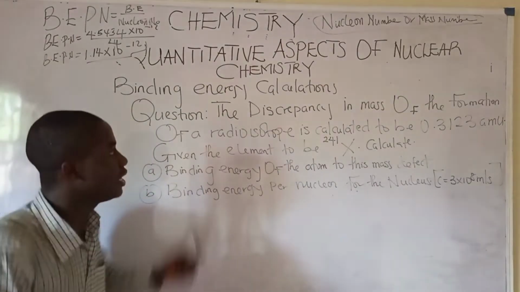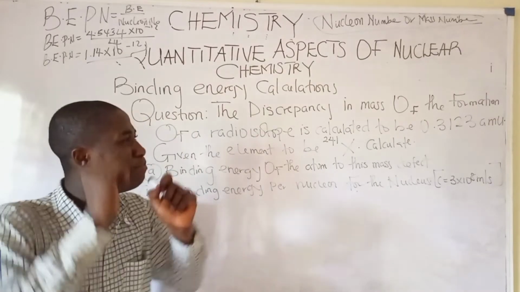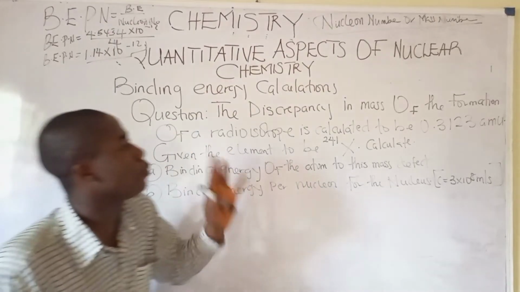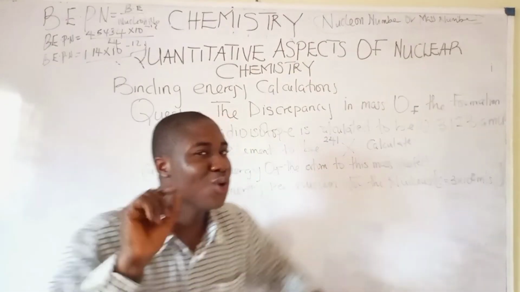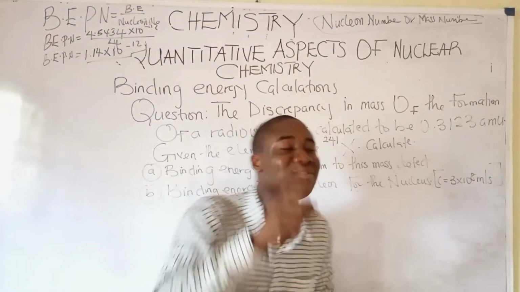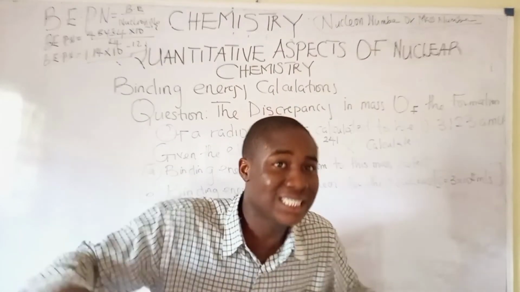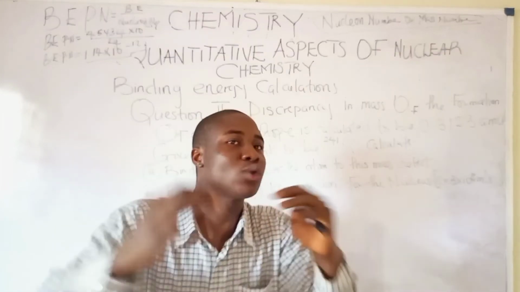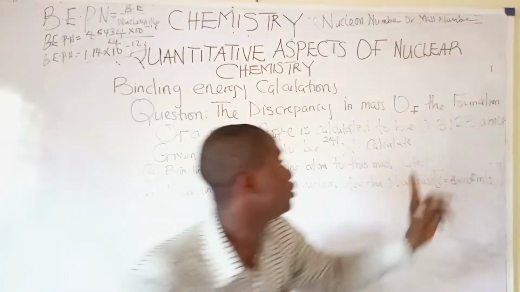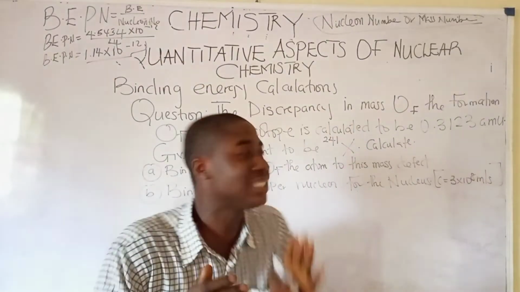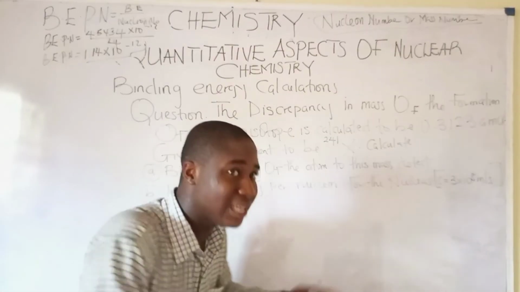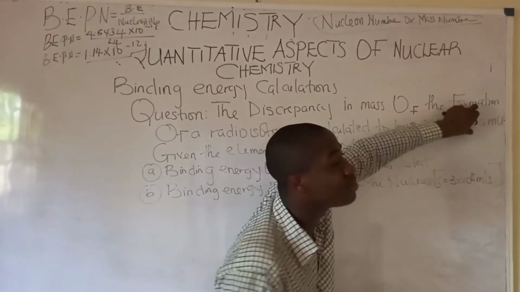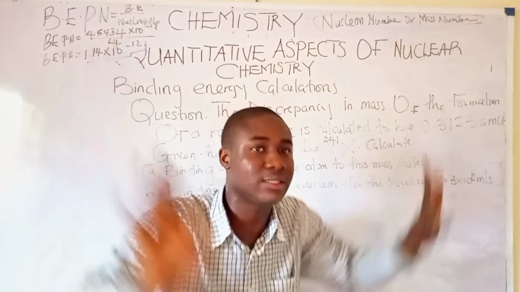Now the question says the discrepancy in mass of the formation of a radioisotope is calculated to be this value. So what is actually this value? This value given is the mass defect. They've already given us the mass defect, so we are not to calculate the mass defect again. They said the discrepancy in the mass, that means the mass defect, of the formation of radioisotope is calculated to be this. So this is the mass defect. They've already calculated the mass defect for us.